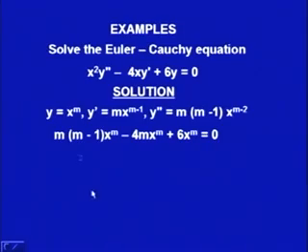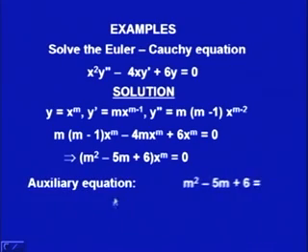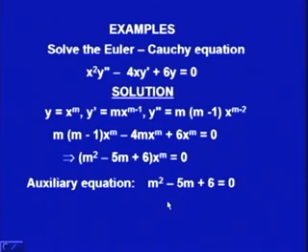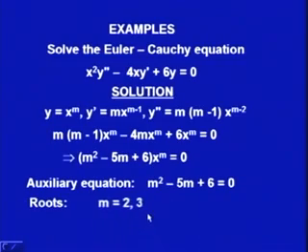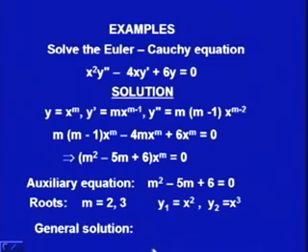Now, rewriting these terms, we get (m square minus 5m plus 6) times x to the power m is equal to 0. So, we will get the auxiliary equation, or the characteristic equation, as m square minus 5m plus 6 is equal to 0. The factors would be (m minus 2)(m minus 3), so the roots would be m is equal to 2 and 3. We do have two real roots which are not equal, that is, real distinct roots. So, the two solutions would be y1 as x square, y2 as x cube, and the general solution would be of the form c1 x square plus c2 x cube.